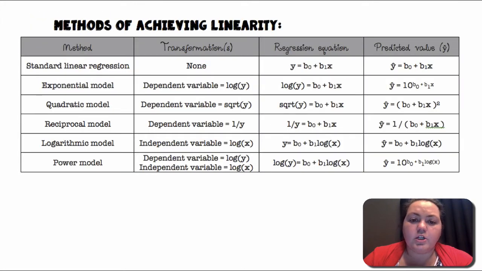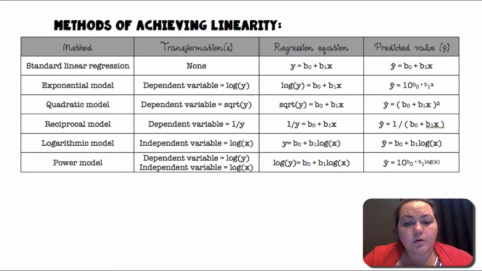All right, so achieving linearity. If you put in a data set and you look at the scatter plot and it definitely does not meet that straight enough condition, there's several things that we can do to linearize the data. This is more of the old school method that we used to do. So your standard linear regression is y equals b sub 0 plus b sub 1 x, and our predicted equation follows that same model.